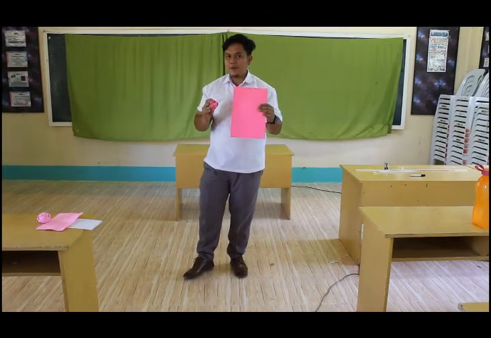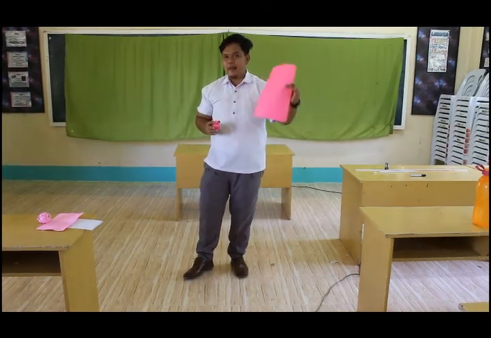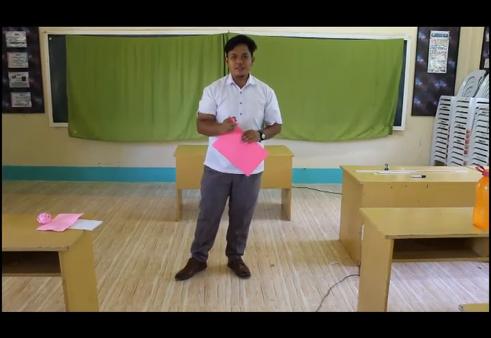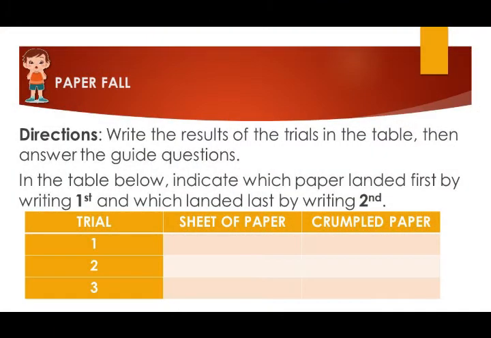Which of these 2 papers reached the ground first? The flat one or the crumpled one? Why do you think so? Please take note of your answers in your activity notebook and answer the guide questions on the slides. To summarize your observations, copy the table shown on the screen and follow the instructions. You can pause the video to give you time. Write the results of the trials in the table, then answer the guide questions.